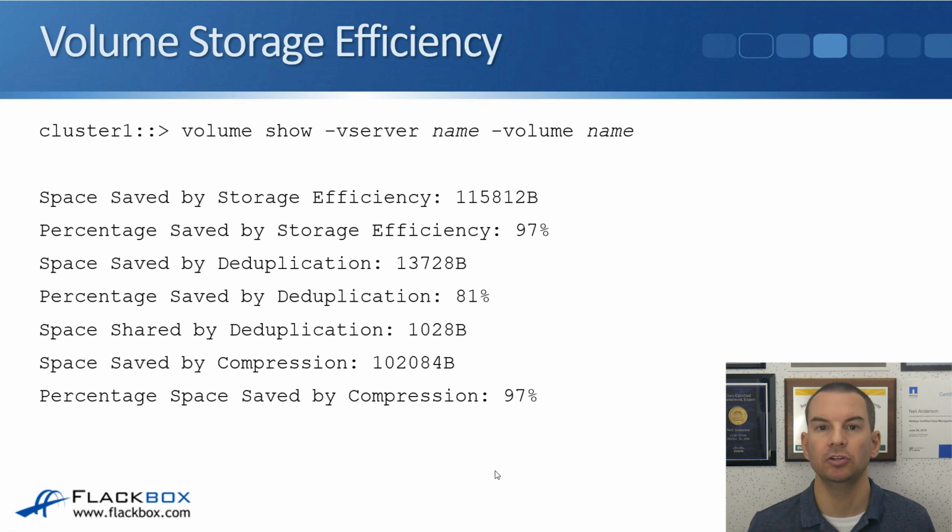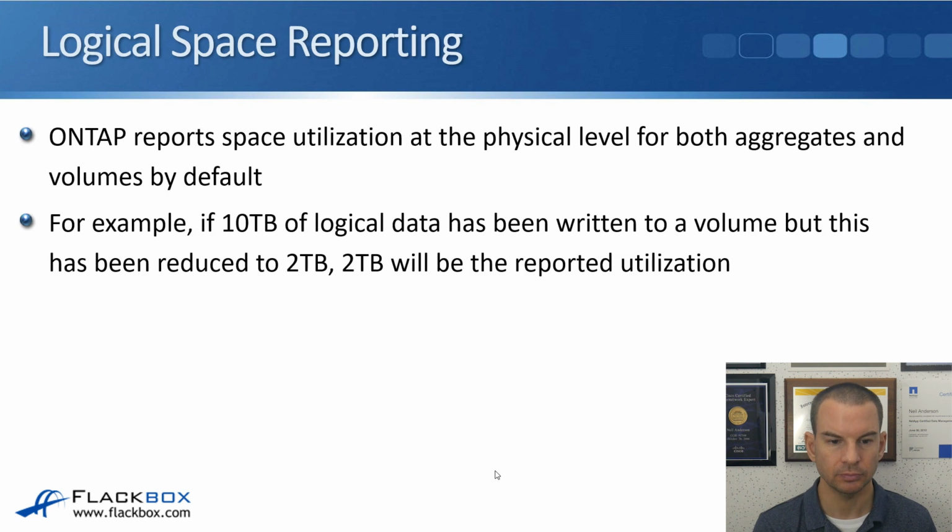A command that you can use on both AFF and FAS systems is volume show, of course. When you enter the volume show command, that will give you statistics as a percentage on how much space savings you're getting from your deduplication and your compression. I'll show you that with a lab demo coming up soon. Okay, so that is how the actual reporting works.